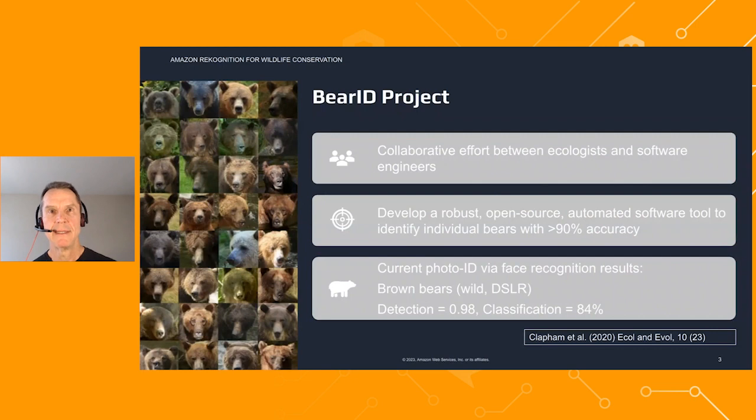Bear ID Project is a nonprofit collaboration between ecologists and software engineers. We develop non-invasive methods for monitoring wildlife, namely bears. Bear ID is a machine learning based face identification application that we developed for researchers to use with their fieldwork. It identifies bears from photos, videos, and camera traps.